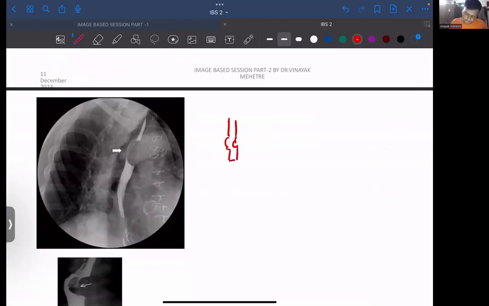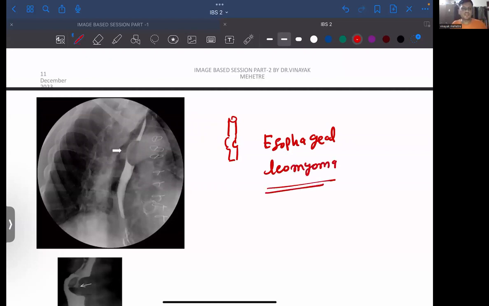It looks like this. Okay, huh? What has happened? There is a growth which is compressing the esophagus. It is called as, what do we call it? Esophageal leiomyoma. Esophageal leiomyoma.